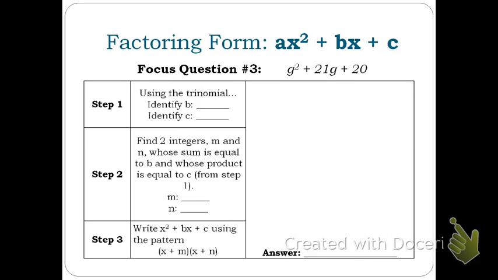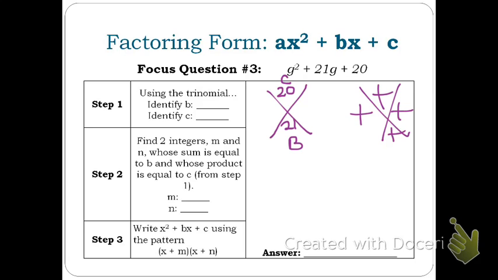Alright, back to focus question 3. Sorry for the jumping around there. Same thing here. We had the same factored form where all of our terms are positive. So you identify your C value and your B value. C is equal to positive 20. B is equal to positive 21. They're both positives, so you expect positive and positive form.